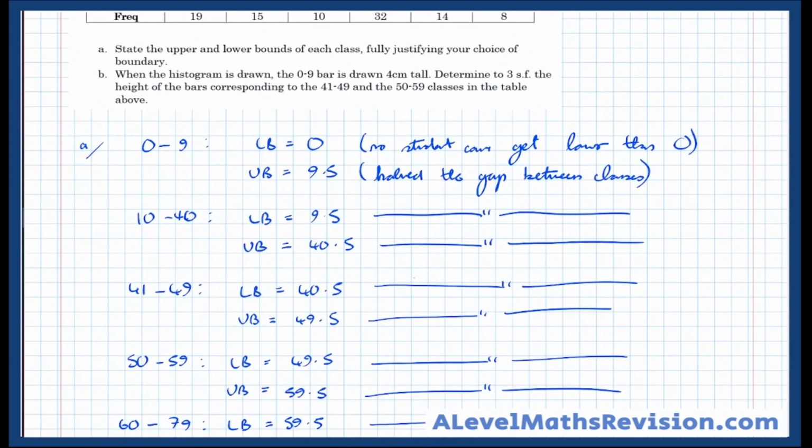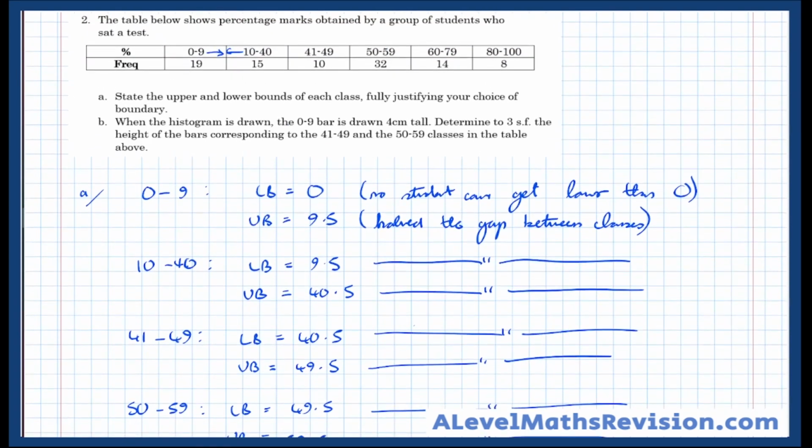So, next part, part B: when the histogram is drawn, the 0 to 9 bar is drawn 4 centimeters tall. Determine to 3 significant figures the height of the bars corresponding to the 41 to 49 and the 50 to 59 classes in the table above. So we are going to now have a look at frequency densities. That's the key to getting this right, looking at frequency densities.